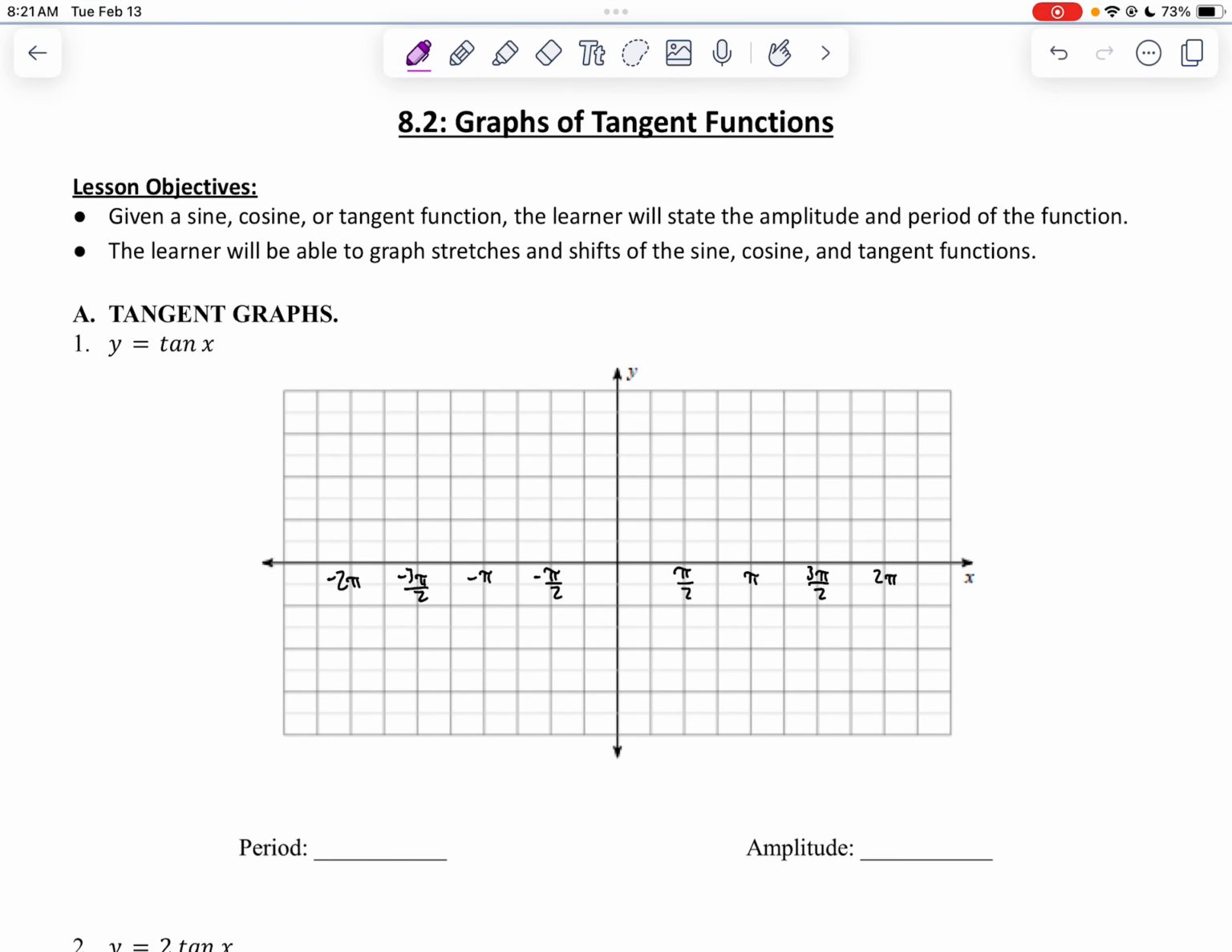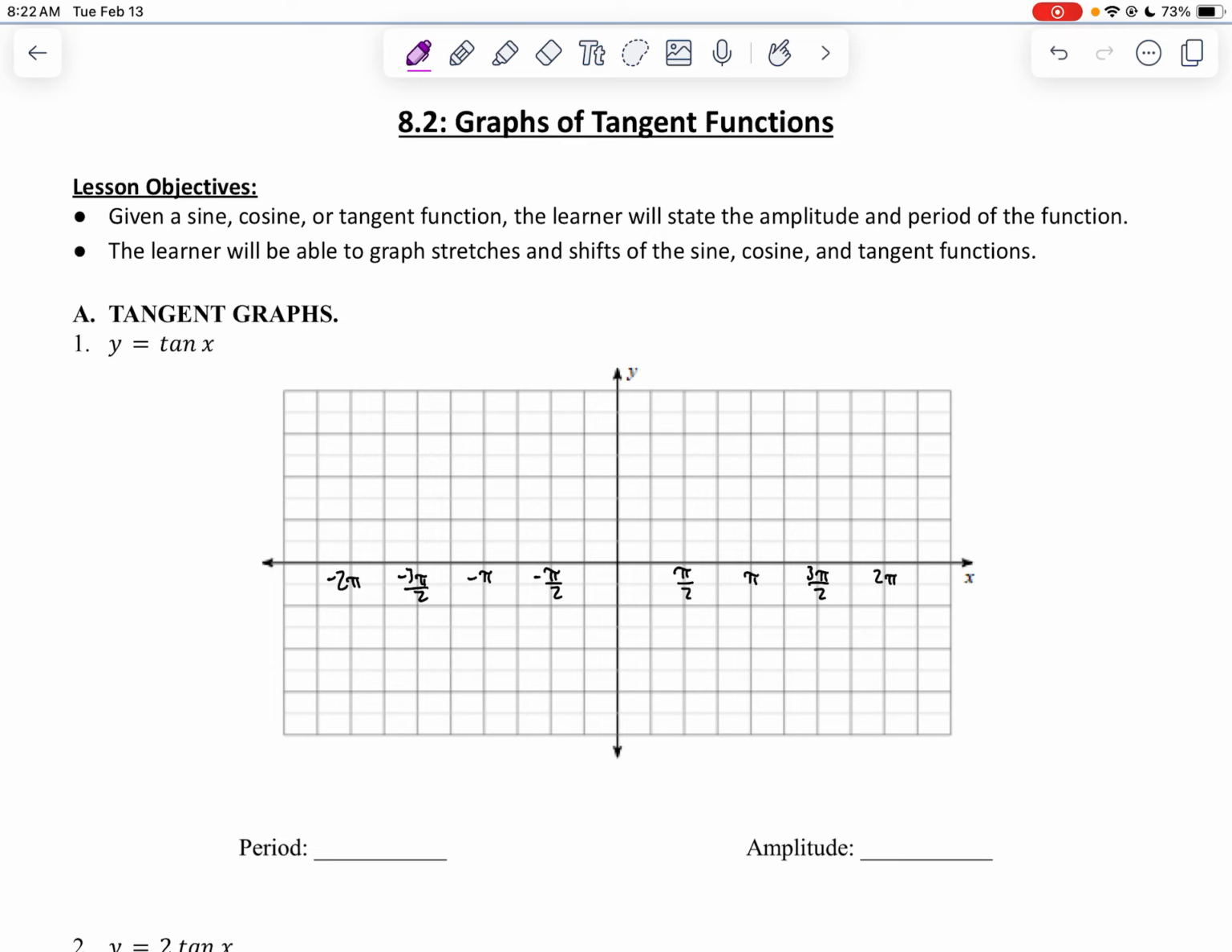Hi everyone, this video will walk you through lesson 8.2, the graphs of tangent functions. One thing that might be helpful for at least a small portion of this is I'm going to reference that yellow value card that you have with all the different tangent function values. So if you want to have that handy while we're going through this to plot some of these initial graphs, that might be kind of helpful.